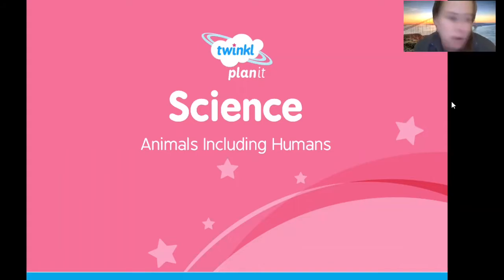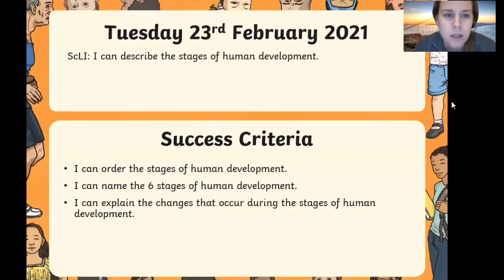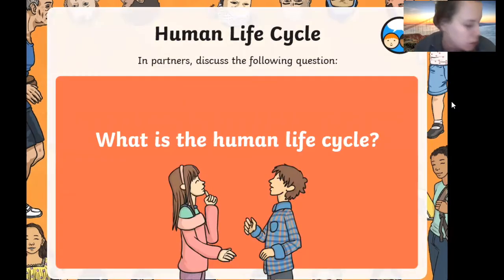Our topic for this term is all about animals, including humans, and human development. So this afternoon we are looking at the human timeline. Today is Tuesday, the 23rd of February, and we are describing the stages of human development. We should be able to order the stages of human development, name the 6 stages of human development, and explain some of the changes that occur during each stage of development. So let's have a little look.